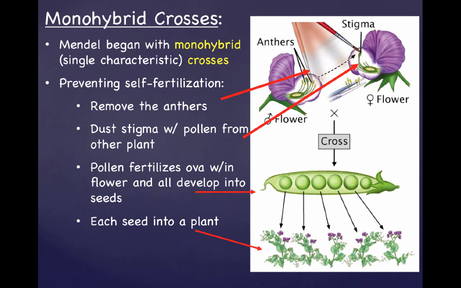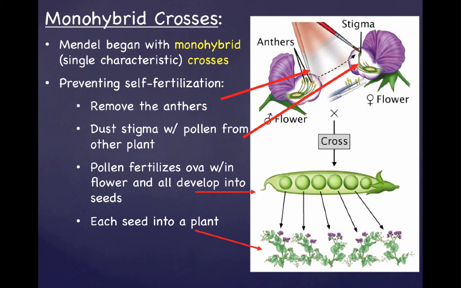He used monohybrid crosses as a first step in determining the principles of genetics and how genes and traits flowed from one generation to the next. These monohybrid crosses looked at a single characteristic. One of the ones we're going to talk about in depth is the seed shape, round versus wrinkled seeds. He was only looking at one trait at a time to determine exactly how that trait was inherited from one generation to the next.